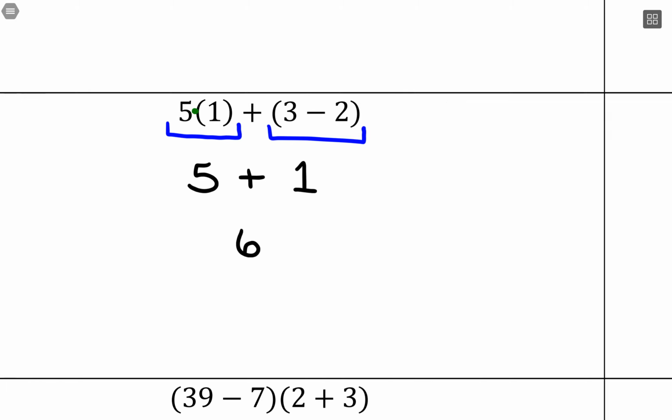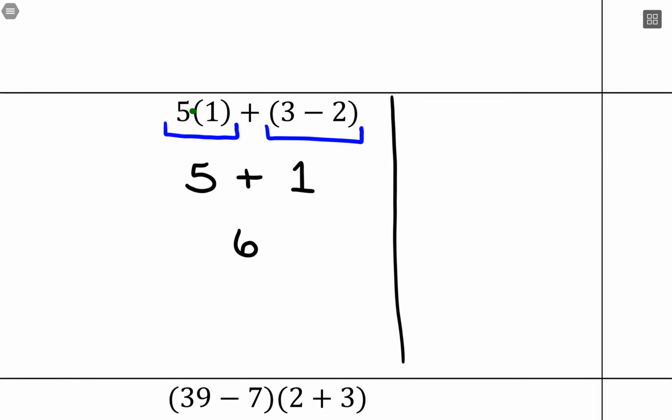Now, we could have done this more strictly following PEMDAS, and what that would have looked like is, if looking at this, first I thought about parentheses.